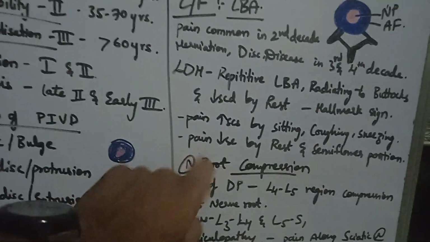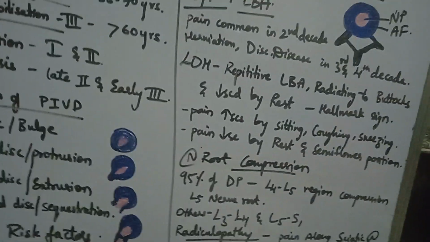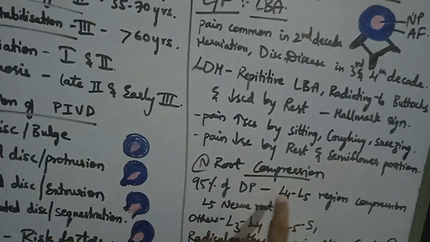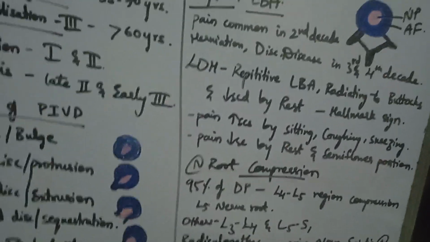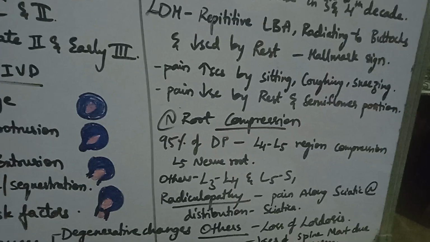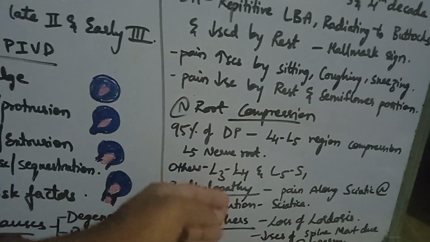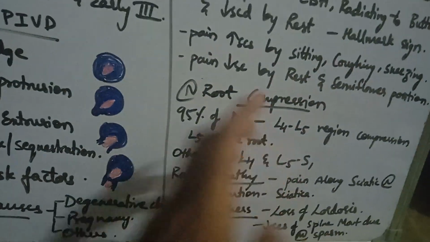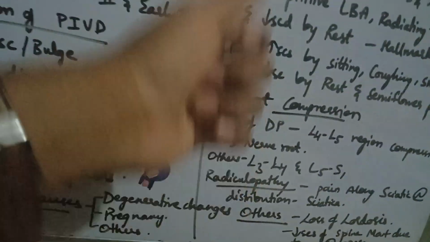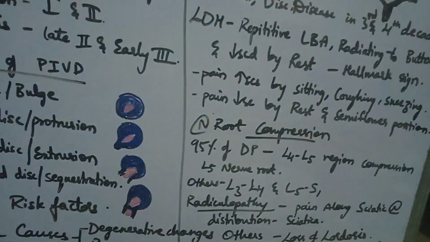Next, nerve root compression. So the first sign is low backache and the second one is nerve root compression. Which nerve root is mostly compressed? The L4 and L5 region is mostly compressed. 95% of disc prolapses are seen in the L4 L5 region, so here the L5 nerve is compressed. In the L3 L4 region, the L4 nerve is compressed. In the L5 S1 region, the S1 nerve is compressed. According to the L4, L5 and S1 distribution, the dermatomes and myotomes will be affected.